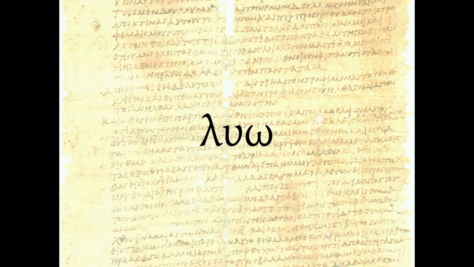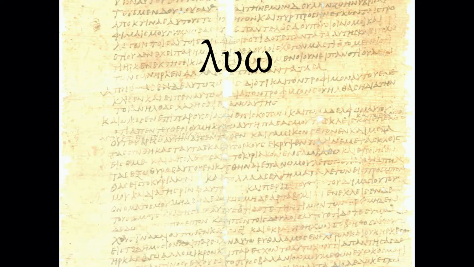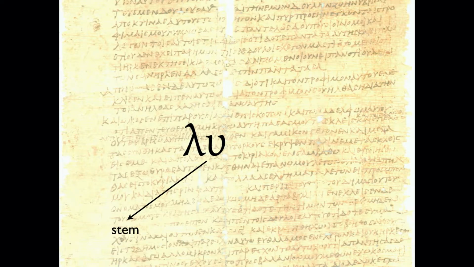But let's see how we form the future. Again, we can take any verb, we can split it into 2. In this case, we're just going to grab the stem. If you remember, what we did with the imperfect is that we added an augment. No augments here because the future is not in the past. But instead, we'll take the stem, we'll add a sigma to it, and then we'll add an ending.